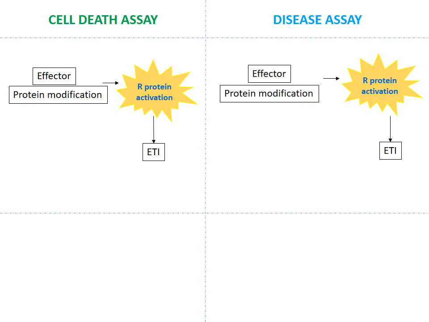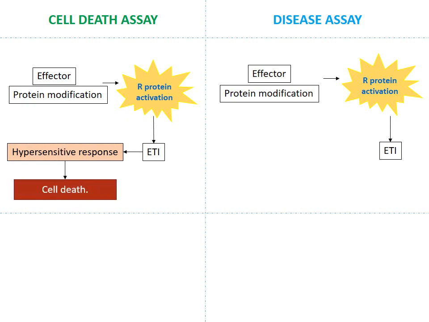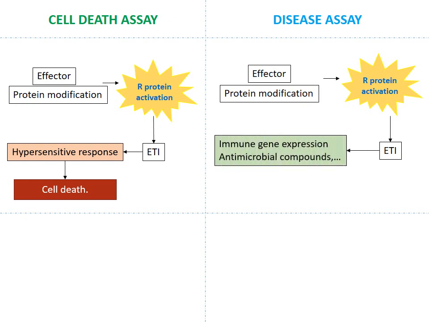Firstly, these methods are both used to check the ETI response in plants. However, they have some different points like that. In the case of the cell-death assay, after ETI happened, the hypersensitive response happened and induced cell death. On the other hand, in the case of DCSA, because we deliver the pathogen to the plant slowly and naturally, after ETI happens, the plant can recognize the presence of the pathogen and produce immune gene expression or antimicrobial compounds strong enough to combat the pathogen.